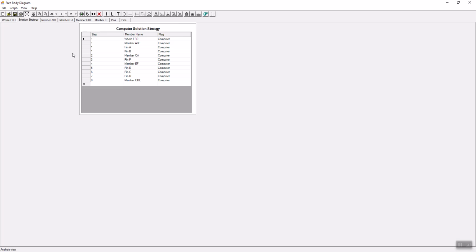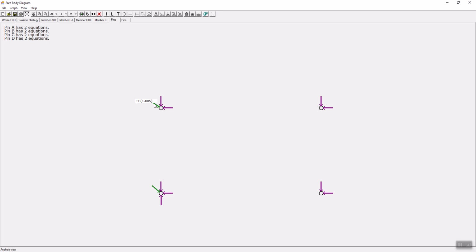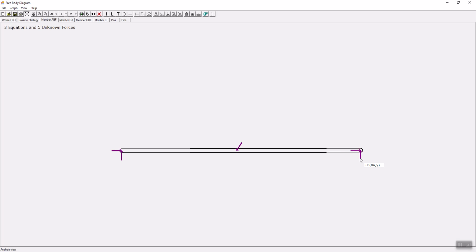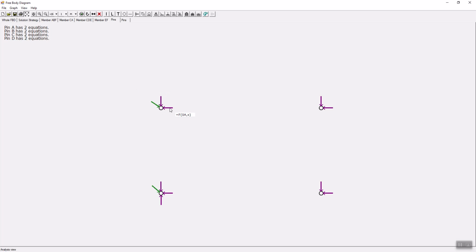And then it asks us to look at pin A. So let's look at pin A. Pin A has the load and FOAX, FOAY, and the force from the two force members. We should not double count FOAX and FOAY because these are the FOAX and FOAY which we have already counted. So when we go to pin A, don't count that, but F1A should be counted.